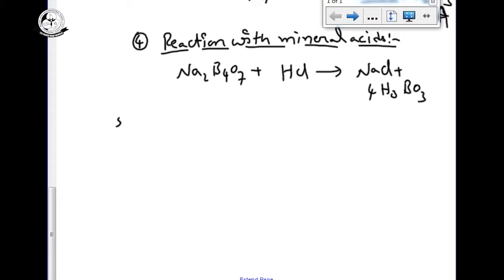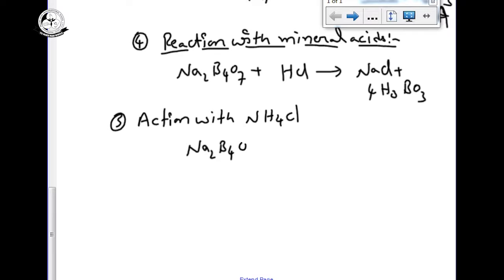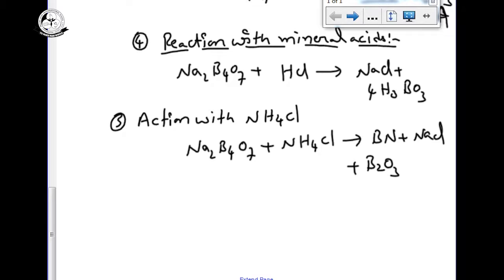Reaction with ammonium chloride. Borax, Na2B4O7, on reaction with ammonium chloride gives boron nitride plus the salt NaCl plus B2O3, our previous compound boron oxide, and a lot of water is released.